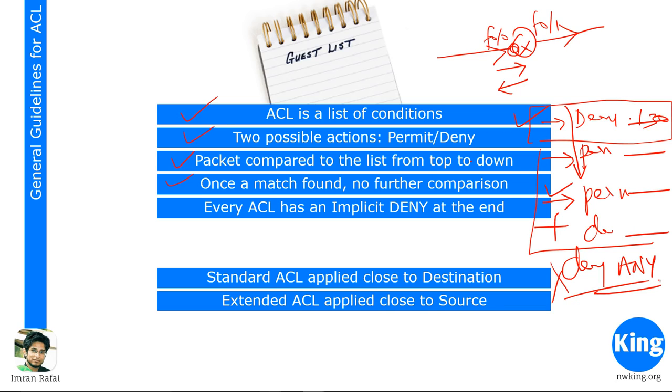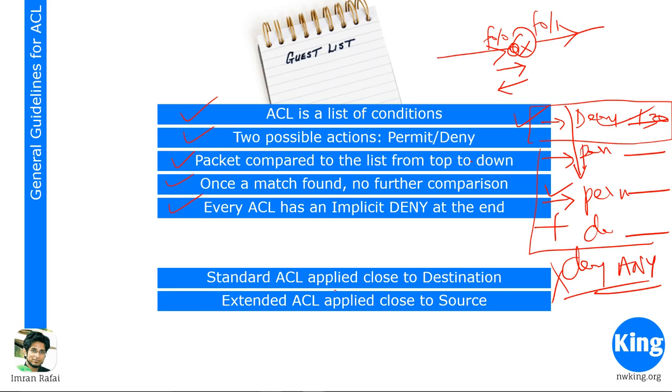So if your condition is that you have to deny only this but you have to allow all other traffic, you have to put another statement after this statement saying permit any. That means everything other than this is going to be permitted, right? So that's another thing that we need to be careful about.